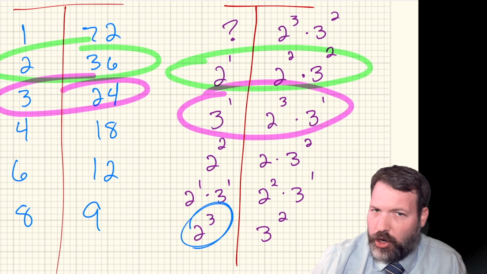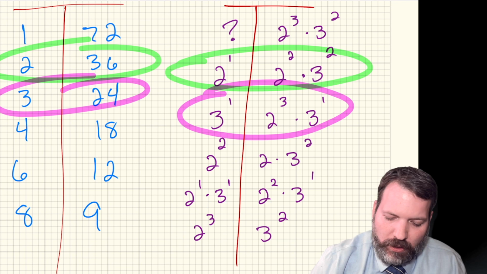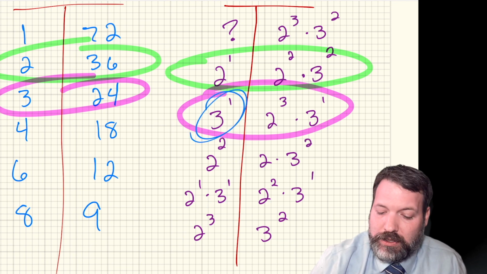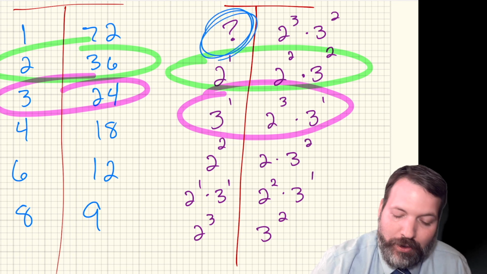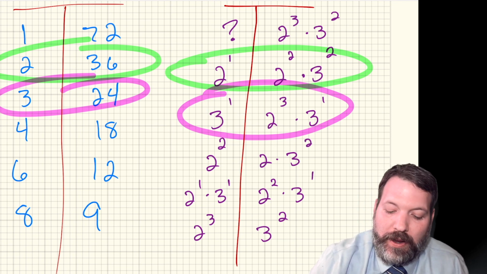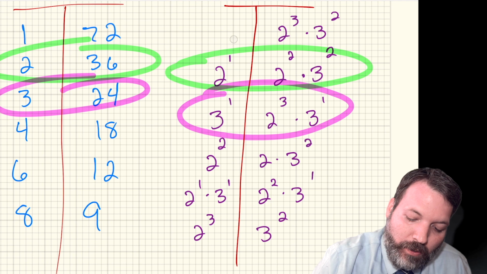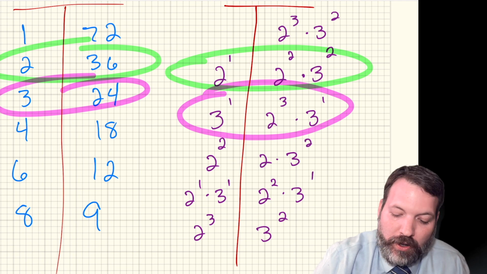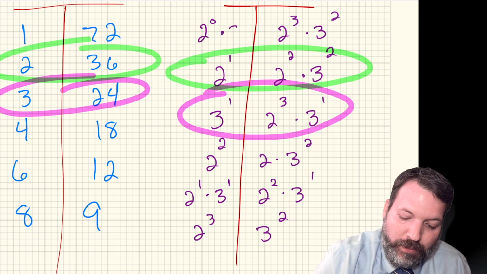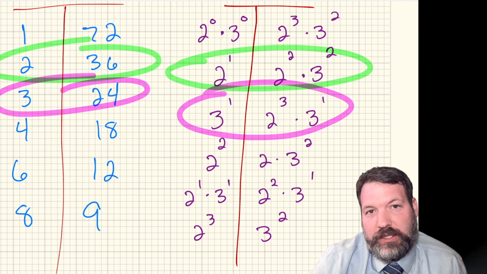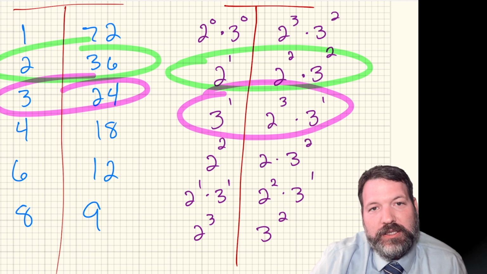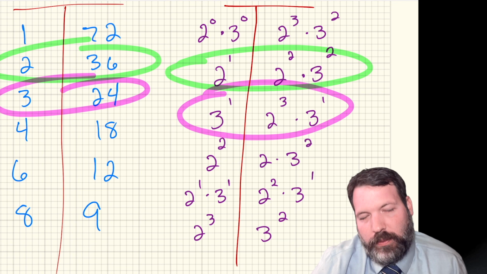Sometimes we had no 3's at all. Sometimes we had no 2's at all. Sometimes we even had neither 3's nor 2's. And that tells me, oh, that's what's going on with 1. Those were actually the 0th power of 2 and 3 times each other. Remember, when you raise things to the 0 power, you get back 1, typically.